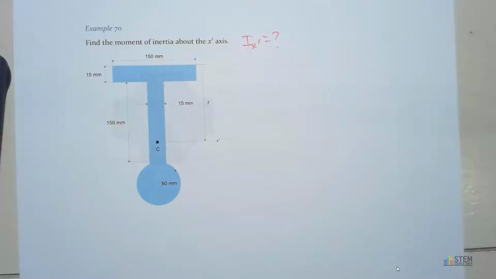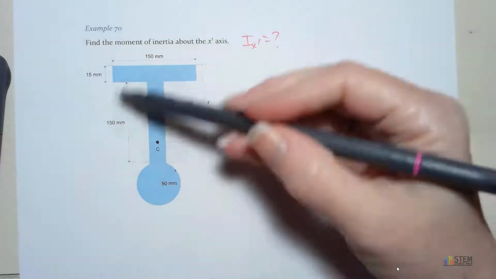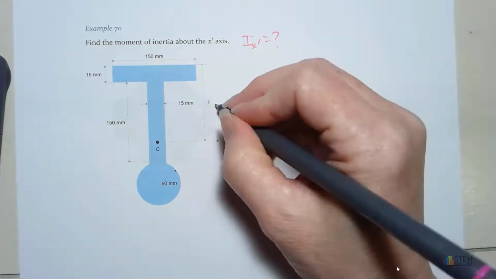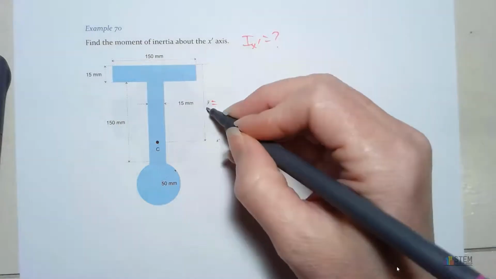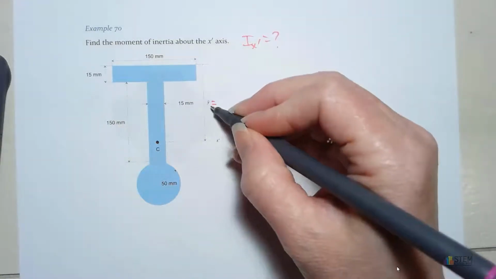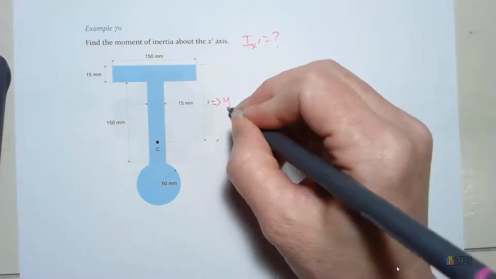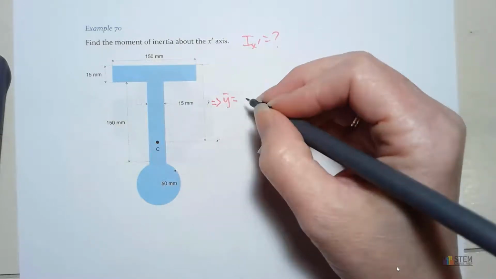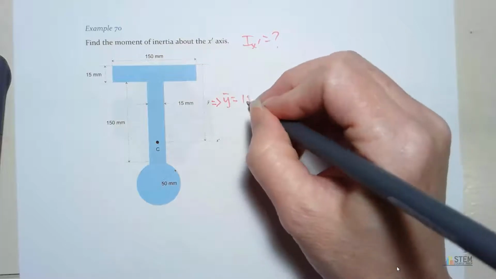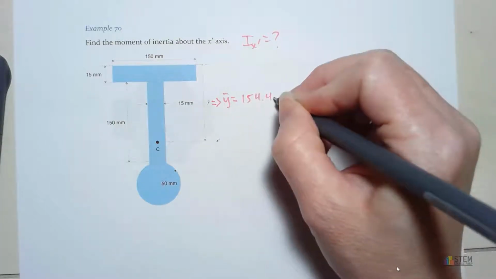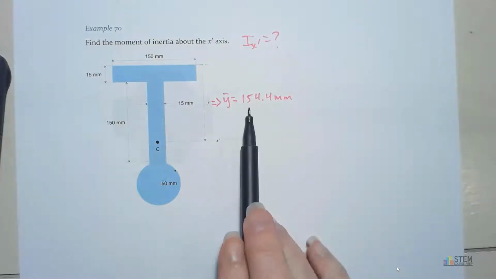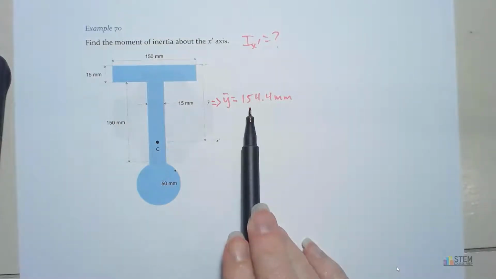Now, in order to do this problem, what we need to do first is we need to have the centroid of the whole area. So I'm just going to give you that value instead of solving it. But this says y prime or y bar. I know it's kind of small here, but if you went through and found the centroid using composite bodies, you would get that y bar is 154.4 millimeters. And we're going to need this to find the moment of inertia.